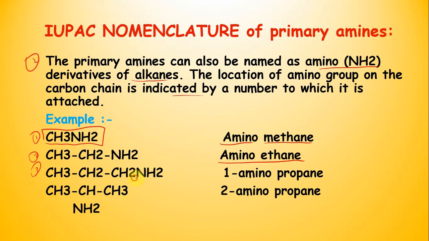And then the third, look here, the amino group is attached to the first carbon, so in this way we have to mention the position: 1 amino propane. And this amino group is attached on the second carbon, so that's why I have written here 2 amino propane. So this is another way to name the primary amines in IUPAC nomenclature.